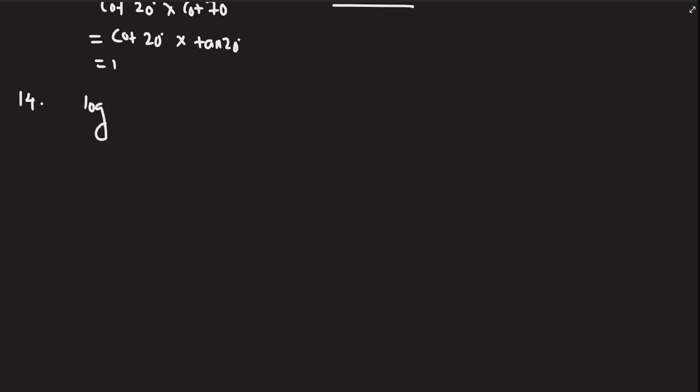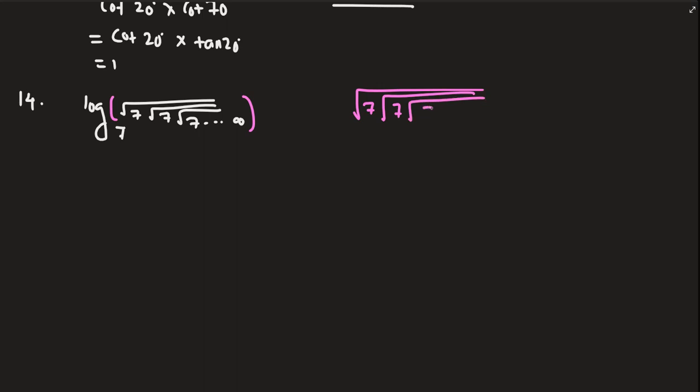This is one of the interesting questions, many times asked in the objective part. 7 root 7 root 7, and this goes on up to infinity. Now what is its value? First of all, this whole radical part, root 7 root 7 root 7, we consider as x. Now x square we can write as 7 root 7 root 7 root 7 like this. So this value we can write as 7x.